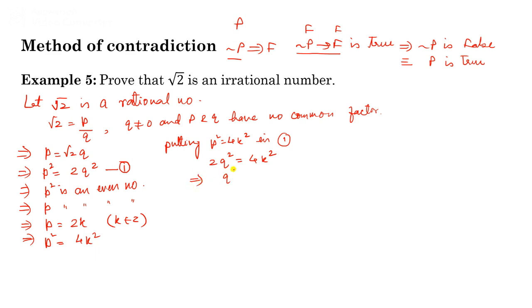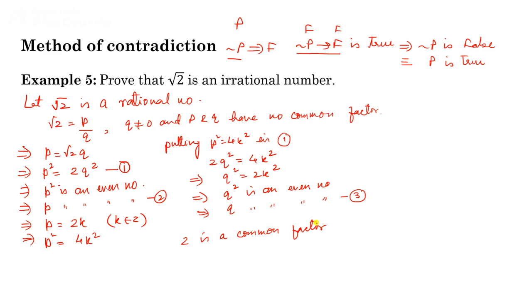This implies Q square equals 2K square, and in the same way you can write Q square is an even number. Now again, if Q square is an even number, then Q is also an even number. Say this is equation number 2, and this is equation number 3. Now from 2 and 3, P is an even number and Q is an even number. It means 2 is a common factor of P and Q.